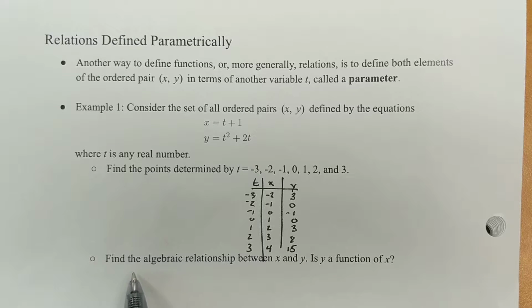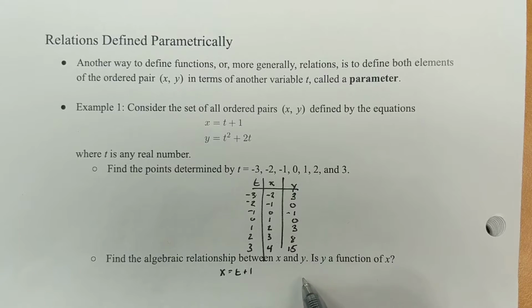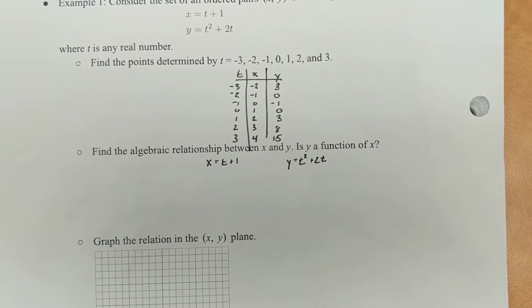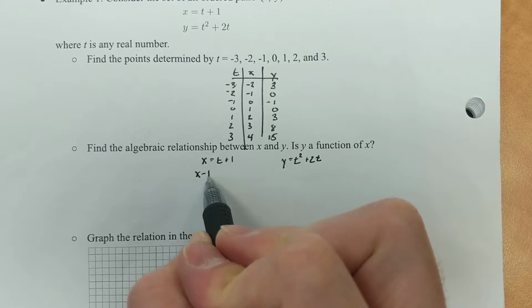The second part here says find the algebraic relation between x and y. To do that, you start with your two equations. You're going to pick one of them to solve for t. It doesn't matter which one, so choose the easier one. In this case, this equation is easier to solve. To solve for t, I need to move the 1 across.